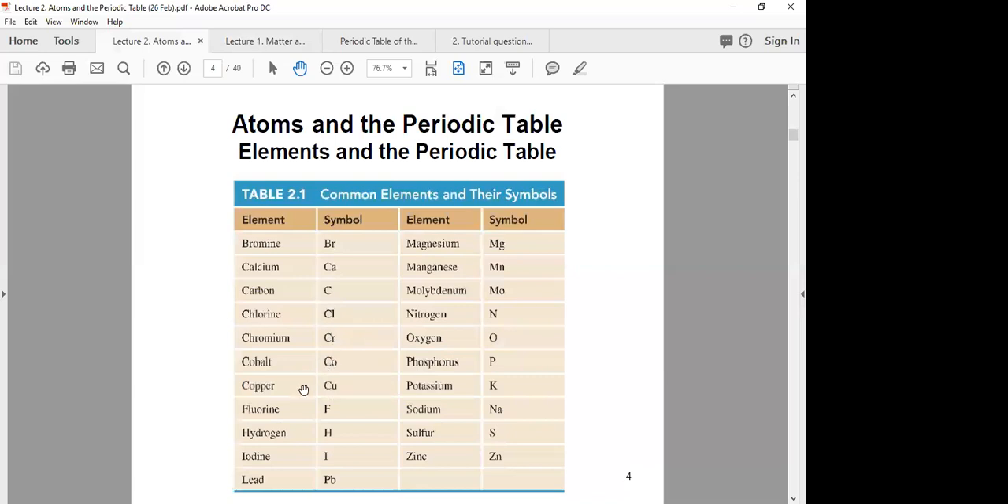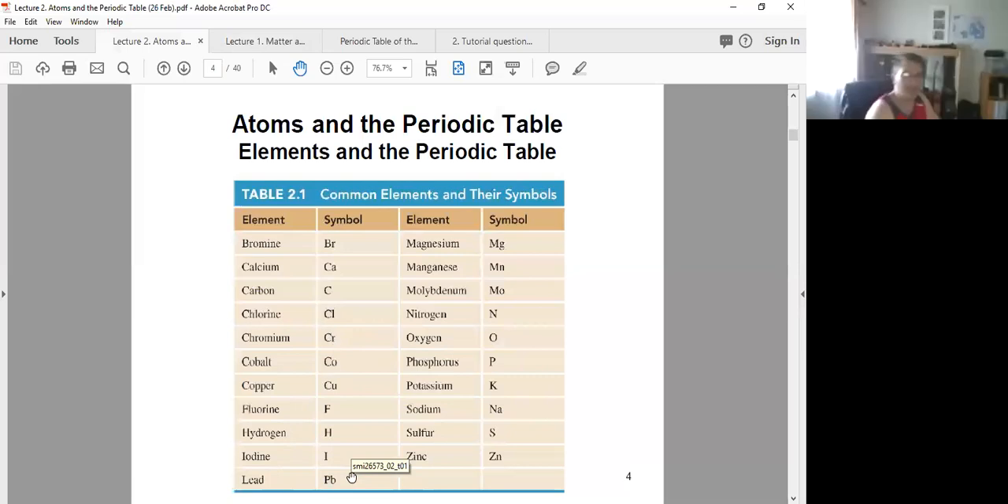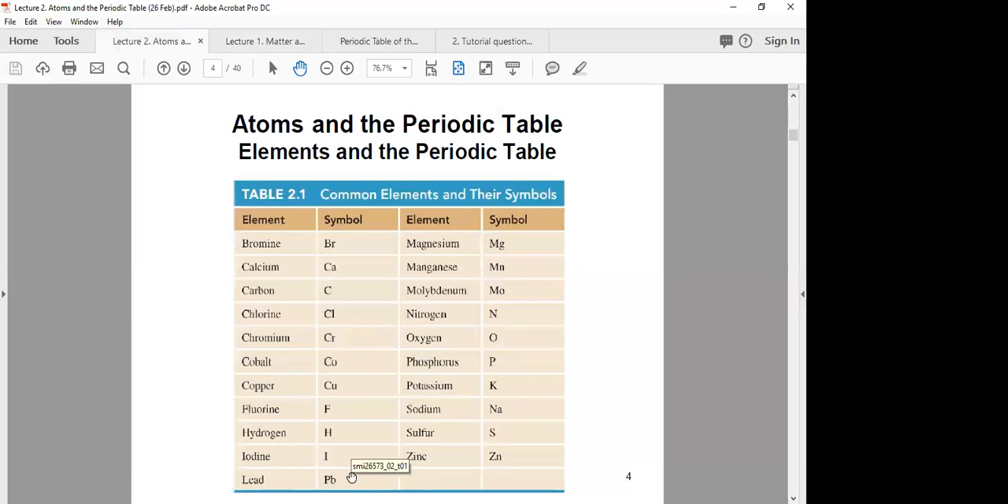So we've got cobalt, copper, fluorine, hydrogen, iodine, and then we come to these odd ones. For lead, you would expect L. Instead, we have Pb. Any idea what that Pb actually stands for? If you've done chemistry before, you might remember this very odd name. It's plumbum? Plumbum, exactly right, which is the Latin name for lead. So that's where the Pb comes from.